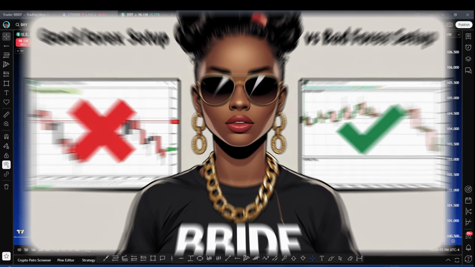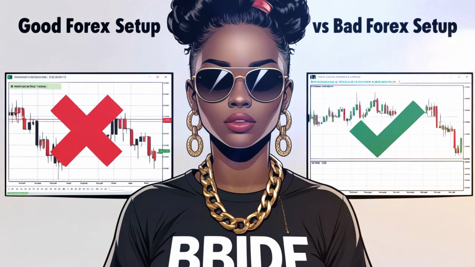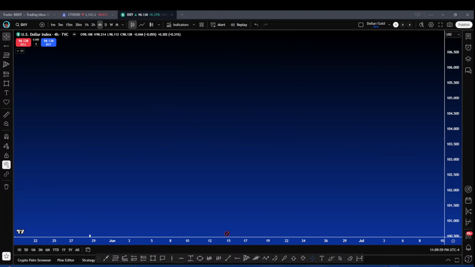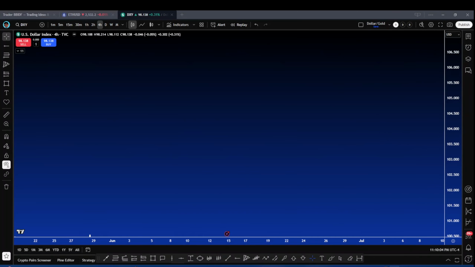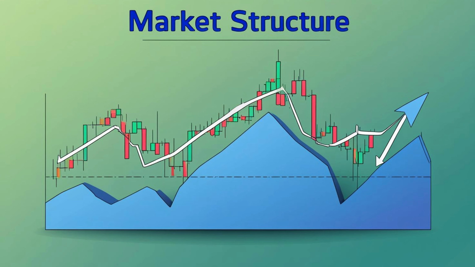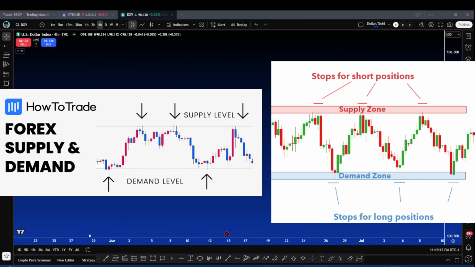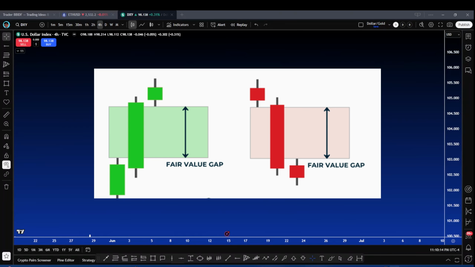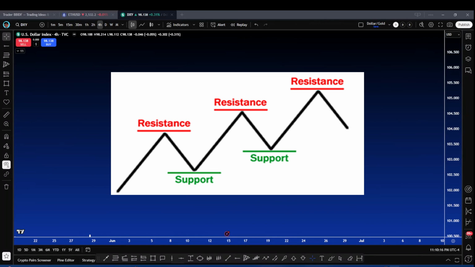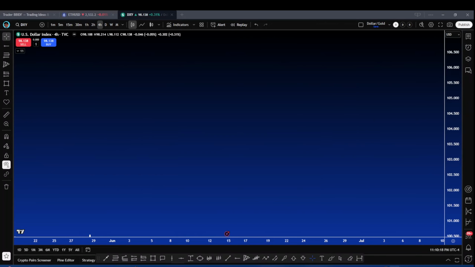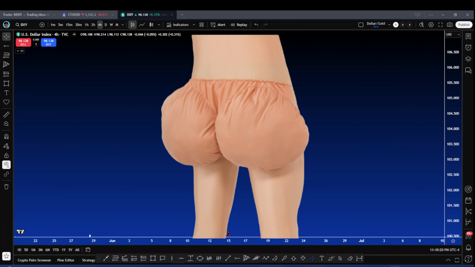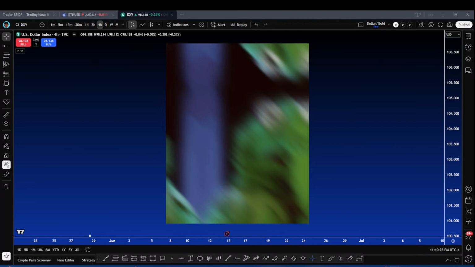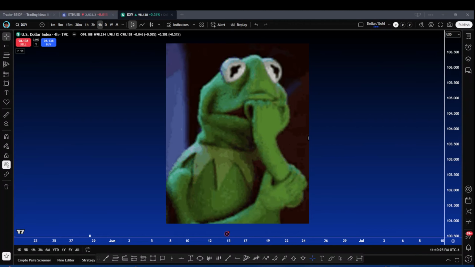What's a good setup versus a bad setup in Forex? Okay, I'm going to break it all down, but first I need you to understand that you learn market structure: higher highs, higher lows, lower highs. You learn supply and demand, that's good. You learn fair value gaps, that's good. You know what support and resistance is, that's all good. But now it's time to trade. You understand what I'm saying to you?